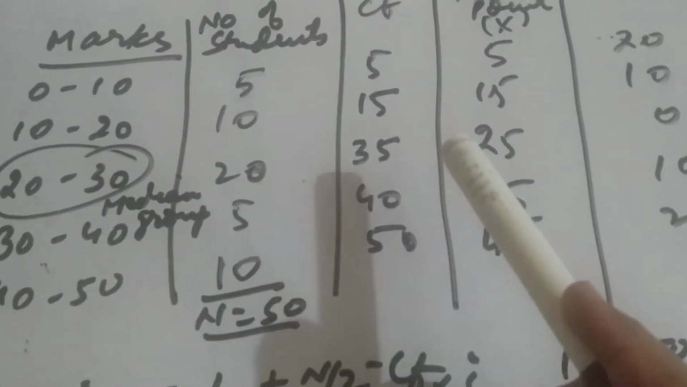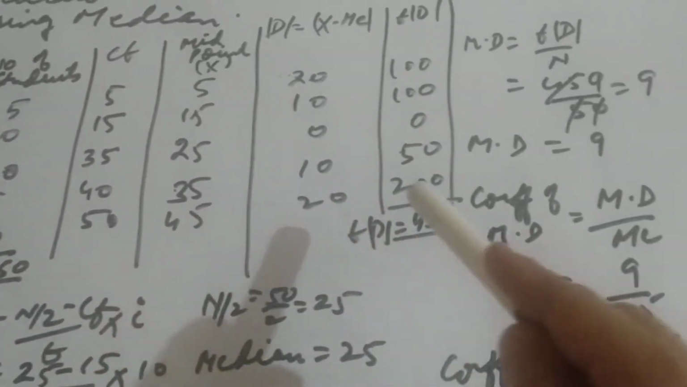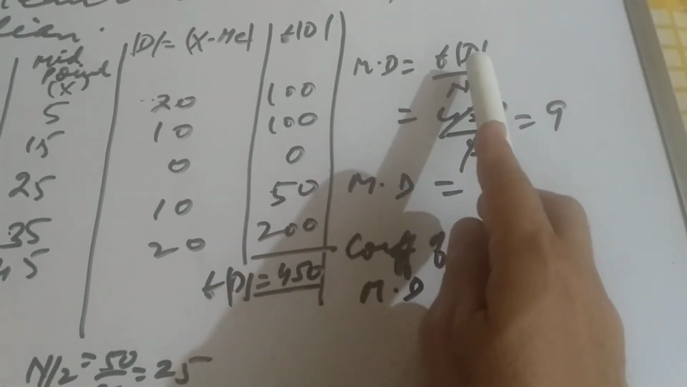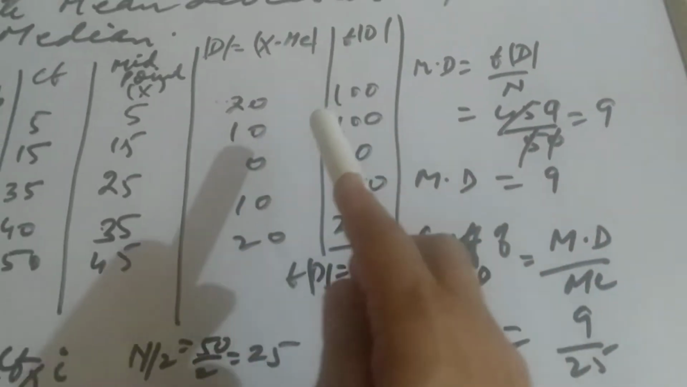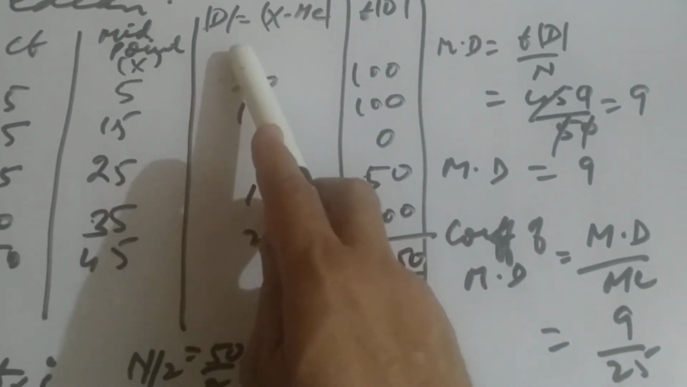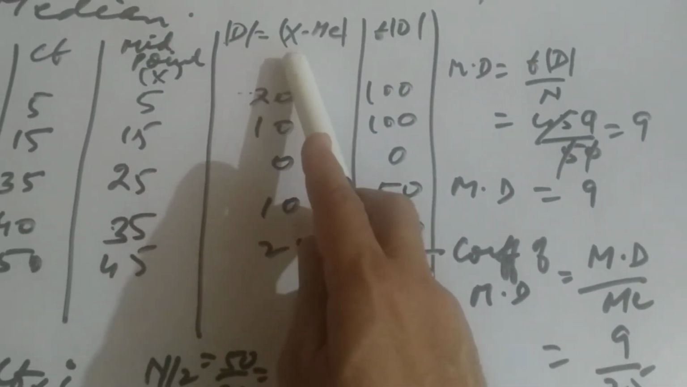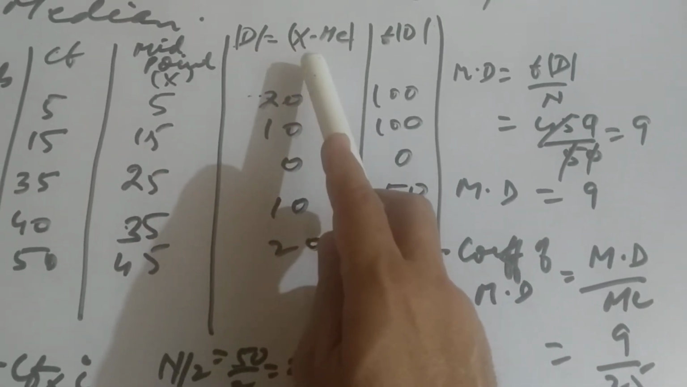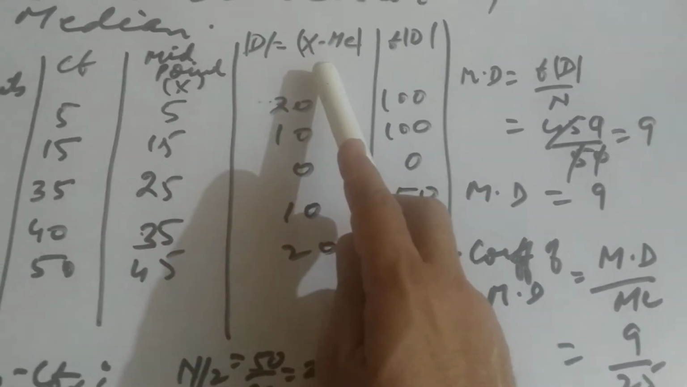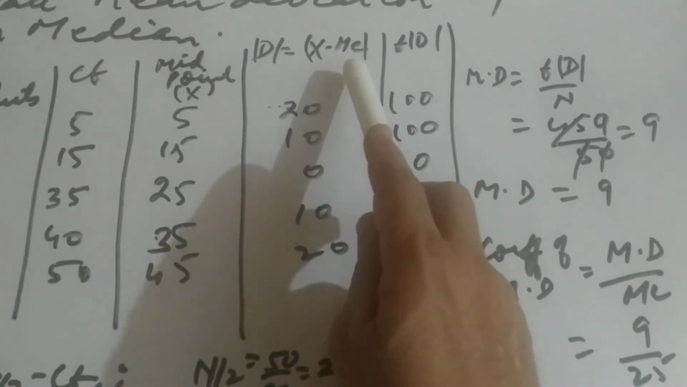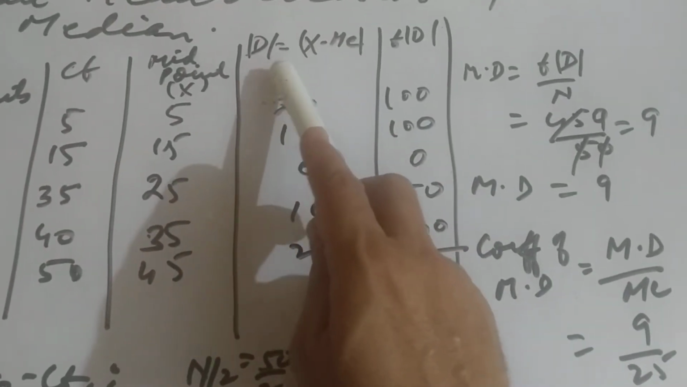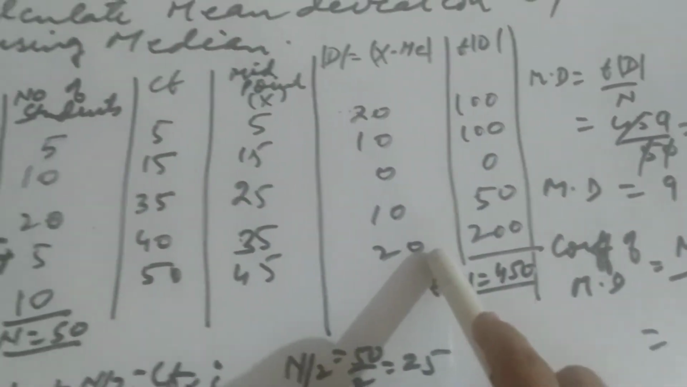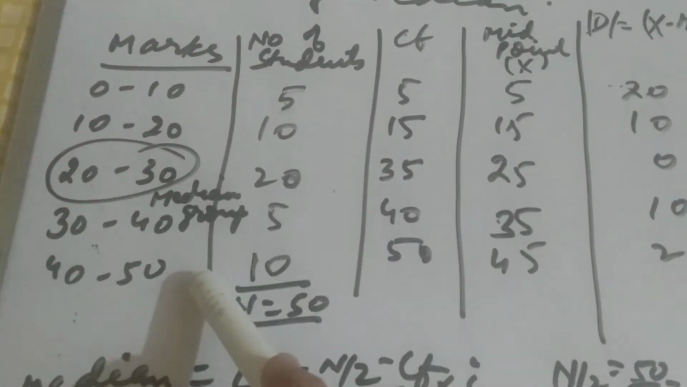Then to calculate mean deviation by using median, we use the same formula: mean deviation is equal to sigma of f into modulus d upon n. But now there is some change. This modulus d, earlier we were calculating using the difference x minus x bar. Now, because we are calculating with the help of median, we will calculate this modulus d by taking the difference x minus median. So for this we need to calculate the median of the given data.